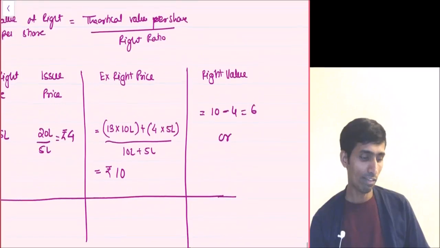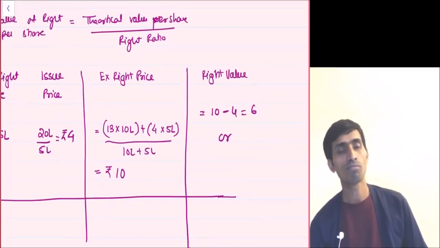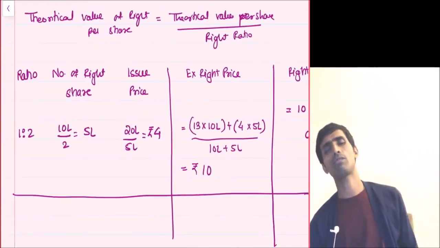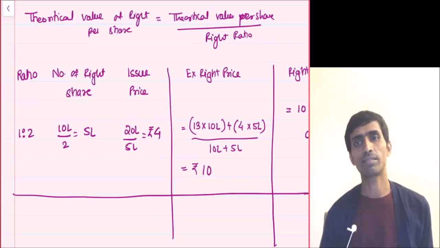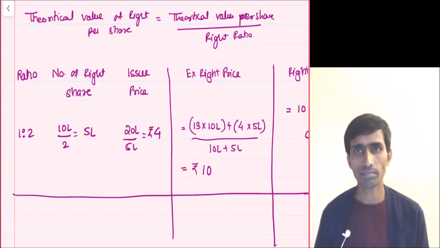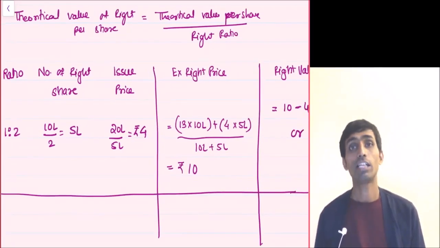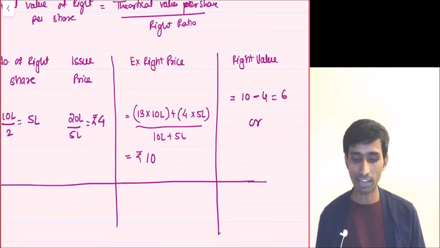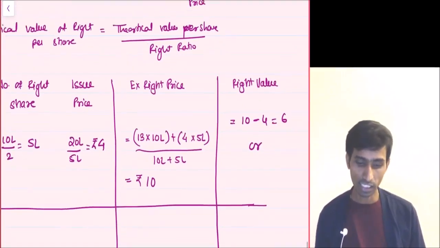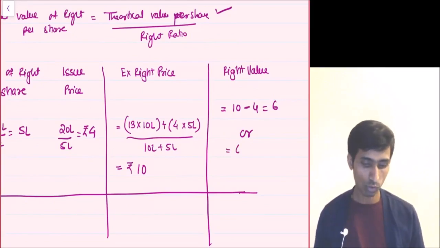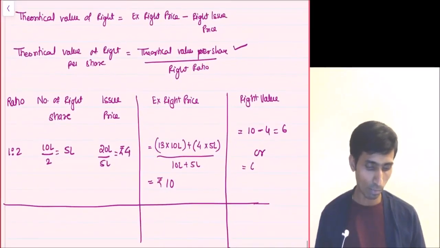Or the theoretical value per share. Theoretical value per share means what is the value per share here. X right price is 10, issue price is 4, so this right value is 6. Theoretical value per share I have already calculated, that is 6. So that 6 divided by the right ratio. Please copy this much first, make a table.